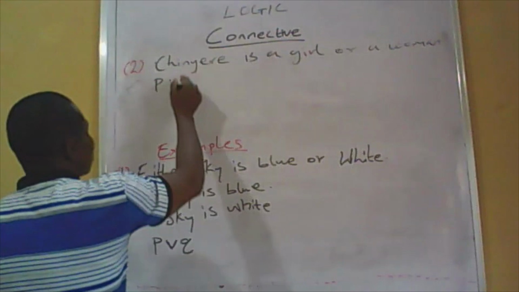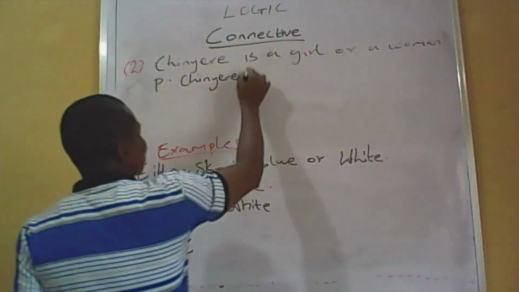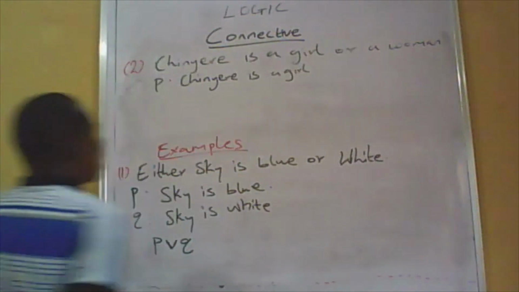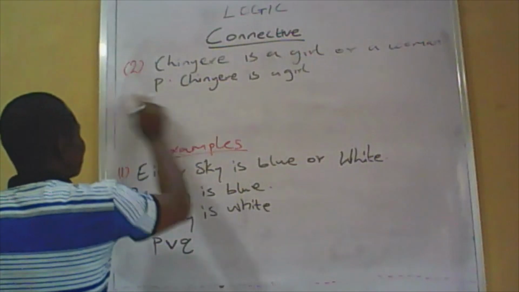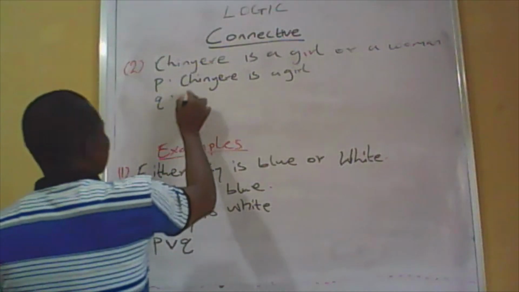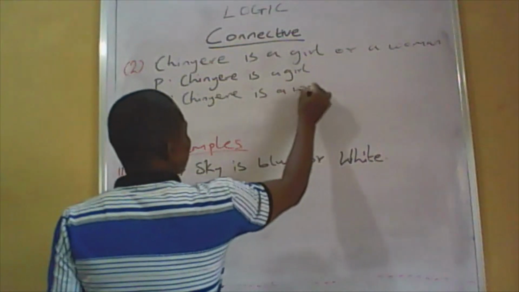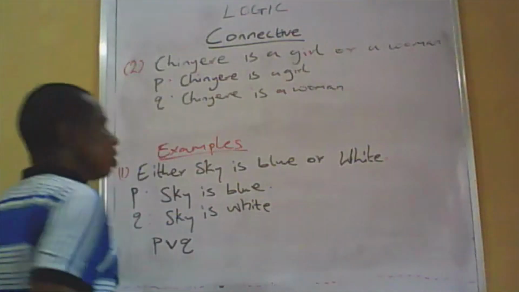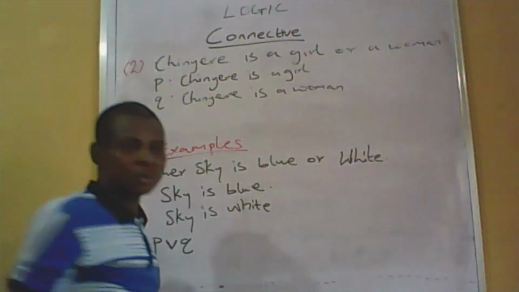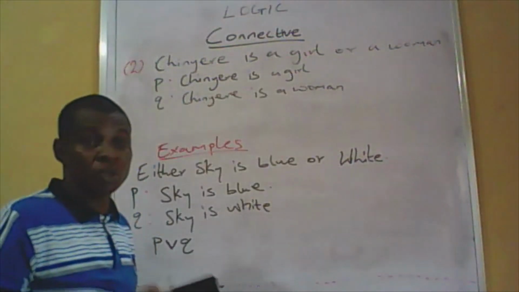P stands for "Chinyere is a girl". Then let's use Q to represent "Chinyere is a woman". Let's jot this one to be equal to false. Let us jot that "Chinyere is a woman" is false. That means it's equal to false.